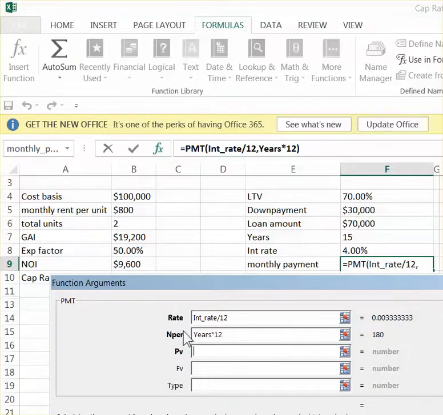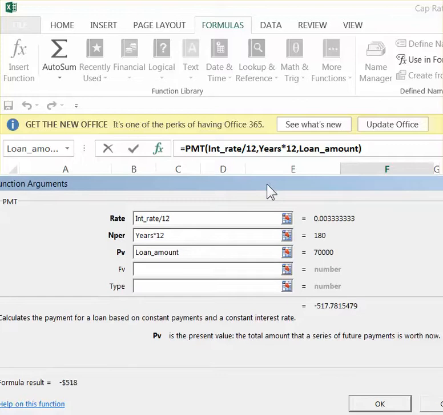Only the bolded fields are the ones that are required. So the last thing it needs to know is, how much are you borrowing? And I say, that's it, right there. And I'll move this where you can see it. It tells me it's going to be $517 a month.